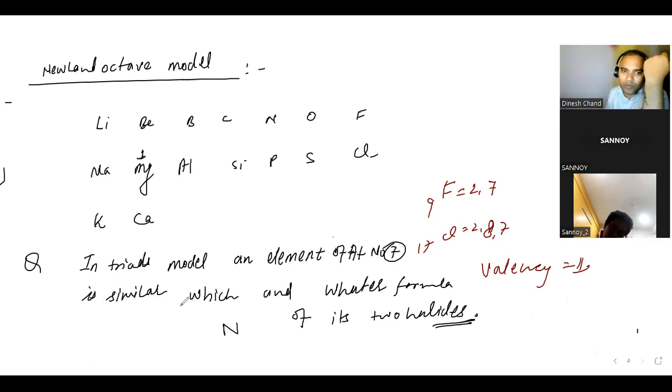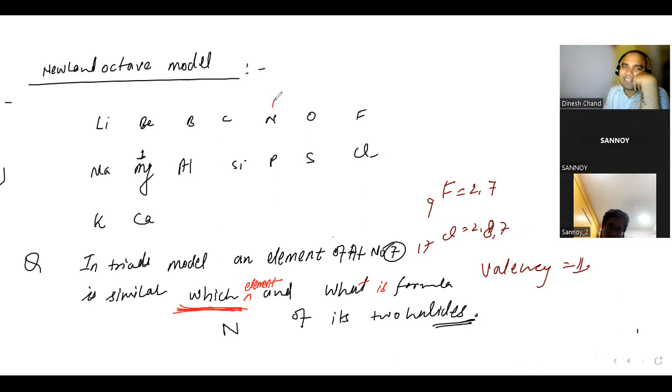They are saying in Triads model, an element of atomic number 7 is similar to which element? Similar to which element? And here they are saying what is the formula of its two halides. Sir, atomic number 7 I can understand, but how will I understand what is after that one, sir? Maybe this is the first one also.